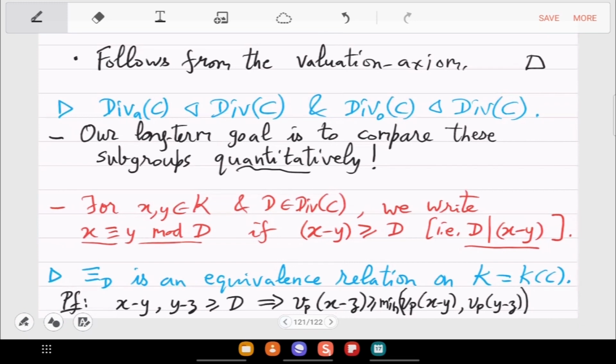So once you have a divisor D in mind, you can actually classify the functions into classes, such that within a class all the functions look the same mod D, and across classes they look different. Okay, is that clear?